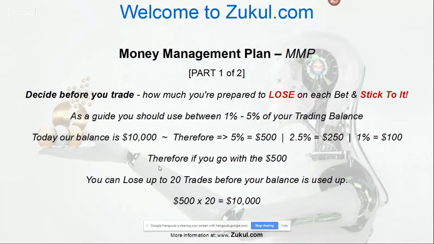Okay. So therefore, we're going to go with $500 because we're going to go with 5%. Okay. And if we went with $500, it means that we could lose up to 20 trades before we effectively use up our balance of 10,000. And that's because 20 times 500 obviously equals 10,000.